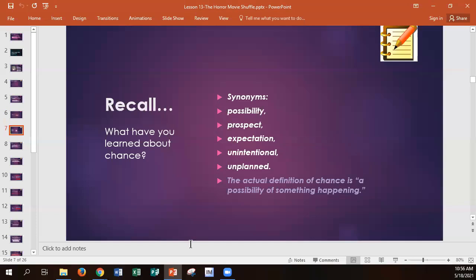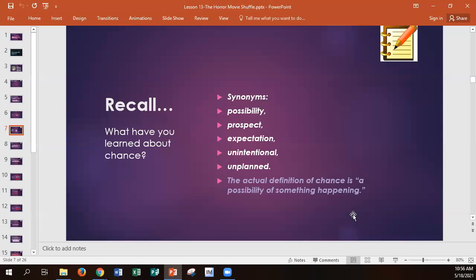Okay, remember some synonyms that you guys came up with were a possibility, right? The prospect or the likelihood of something happening, an expectation of something happening unintentionally or unplanned, right? But the actual definition of chance that we want to have is that chance is a possibility of something happening. That's all chance is, right? Chance is the possibility of something happening. So you have a chance of winning the lottery. There's a chance because there's a possibility of it happening.